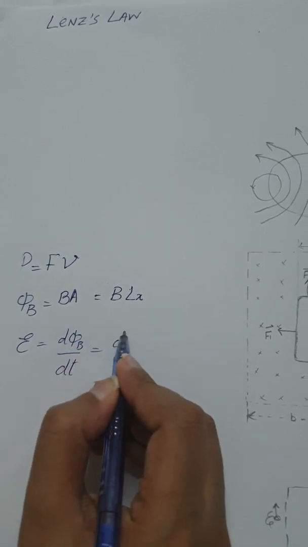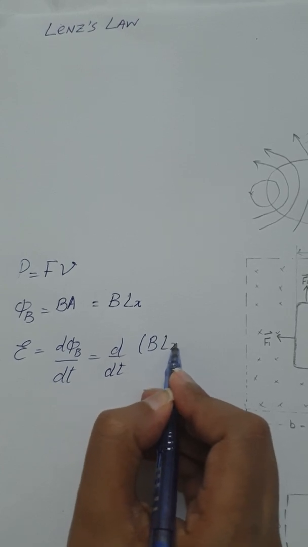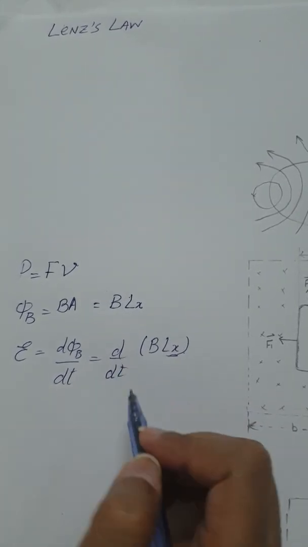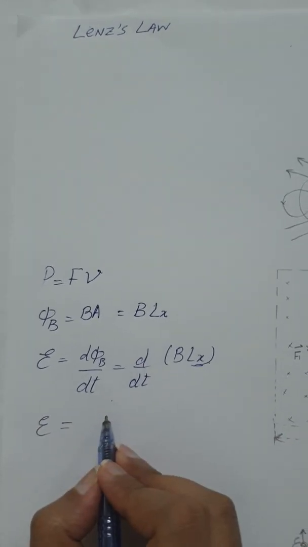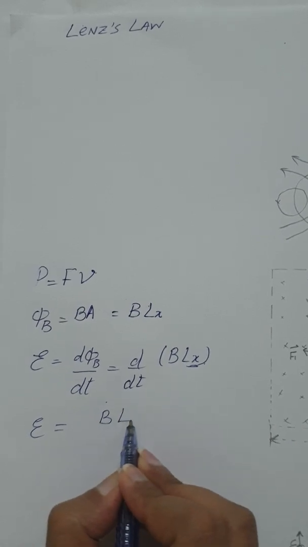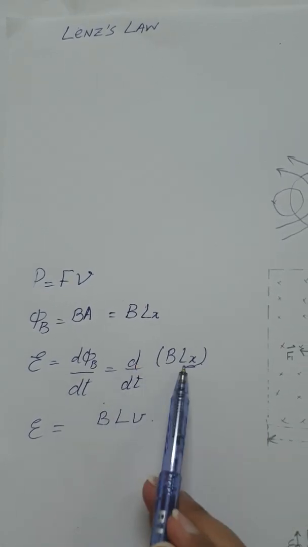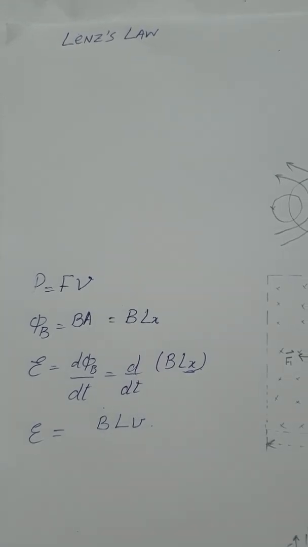And here this term becomes dl into x, and this one is dx over dt. So the expression for the induced EMF would be BLv. We replace dx over dt with v, the speed at which the loop moves.